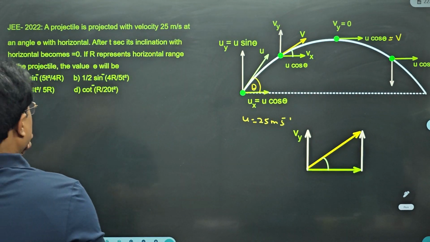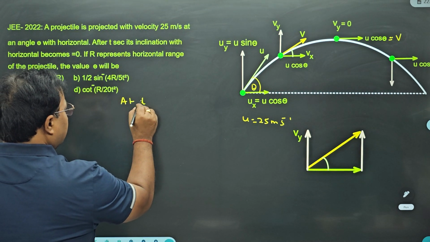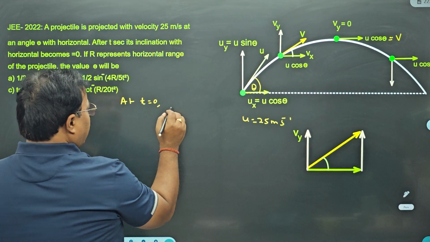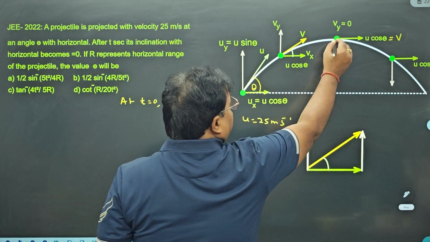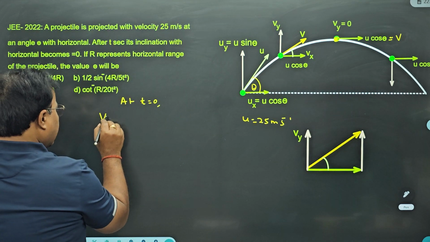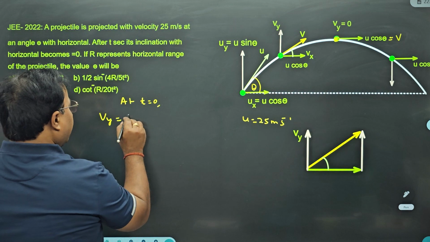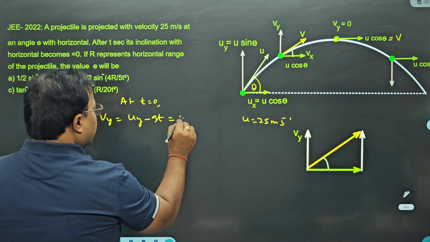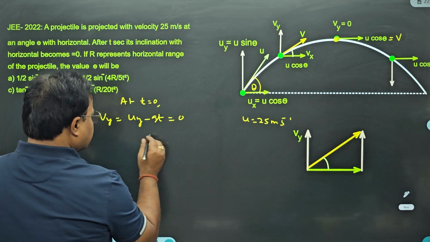Okay, my dear students. So in this question, we have already understood that at time t, the angle made by the resultant velocity is 0 degree with respect to horizontal. Therefore, at the highest point of projectile motion, the vertical component of velocity is 0. What is the vertical component of velocity? Vy is equal to Uy minus Gt. So this must be equal to 0. What is Uy, my dear students? Uy is U sin theta.